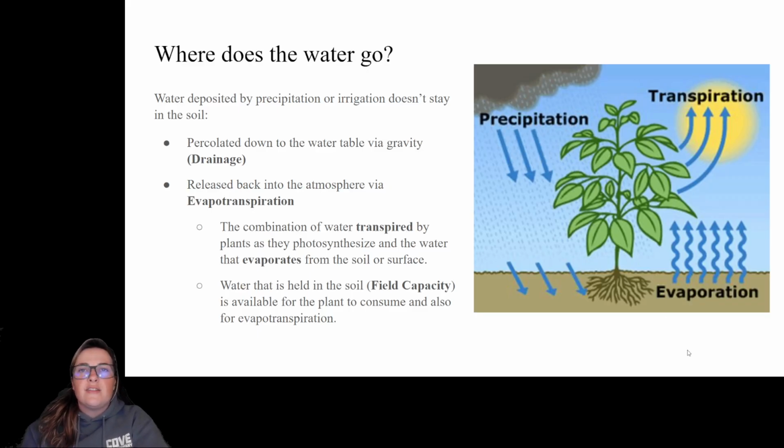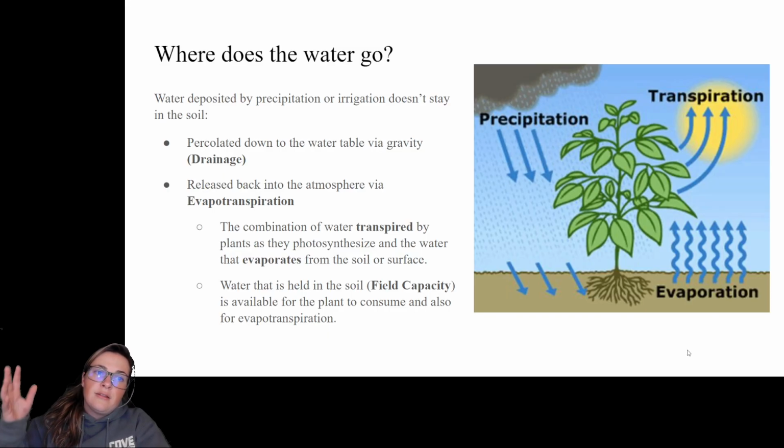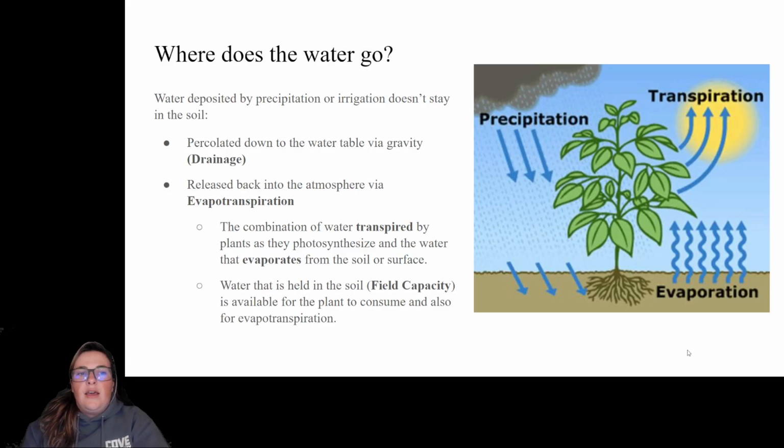Okay, so where does the water go, essentially? Water that comes through the sky through rain, precipitation, or irrigation does not stay in the soil, right? It's either percolated down to the water table through gravity, also known as drainage. It can be released back into the atmosphere through evapotranspiration. Evapotranspiration is just a fancy word for a combination of evaporation and transpiration, right?